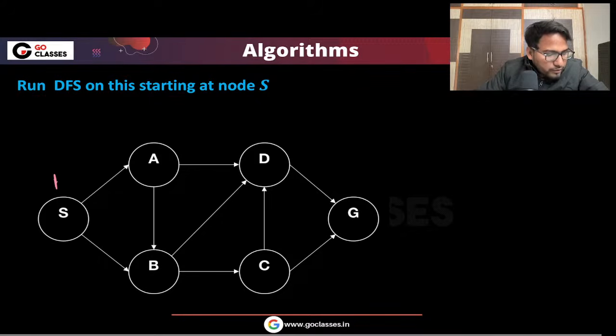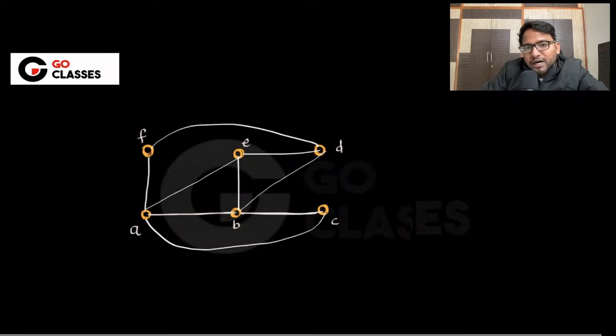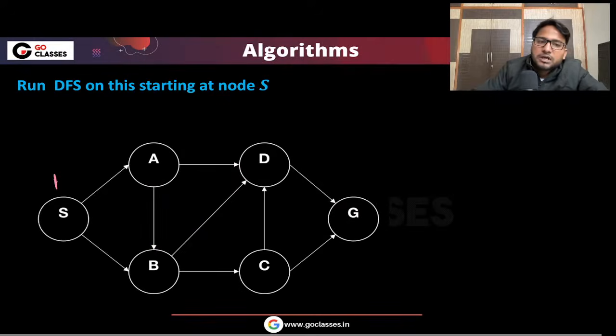Kavya is asking, will there be different times for different nodes in different traversals? Yeah, that could be different. In the previous example, if you start at A and then go to F directly, there will be different times. There could be different times in different traversals. For example, from this S, if I go to A, then it will be 2. If I go to B, then B will be 2.